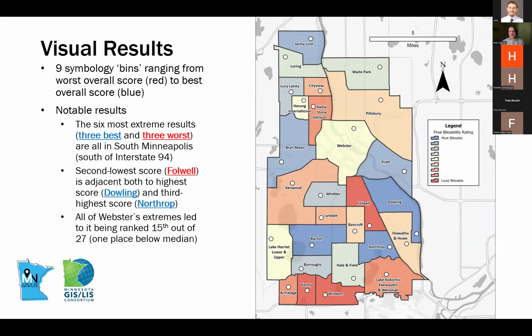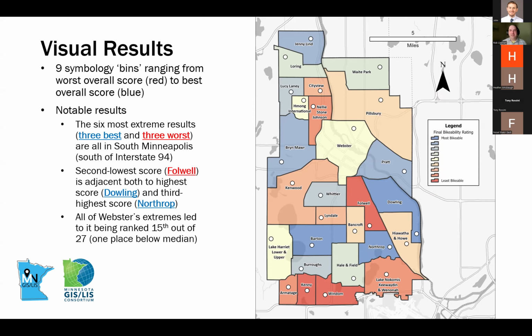Speaking of results, here's sort of the big payoff. Here are my 9 bins that represent the ratings of each school's bikeability from worst, which is red, to best, which is blue. So I've got my 9 colors over here, and some really, really interesting things stood out. The first thing that stood out to me is that there are blue and red and yellow colors all over the city. There is no single part of the city that has all the red zones or all the blue zones or all the yellow zones, according to this model.